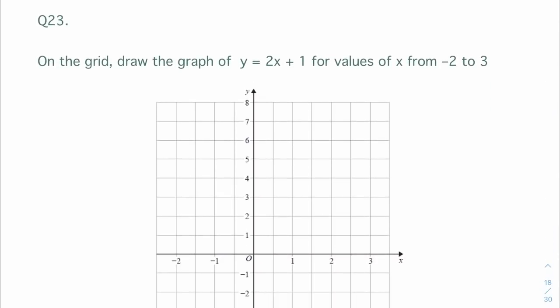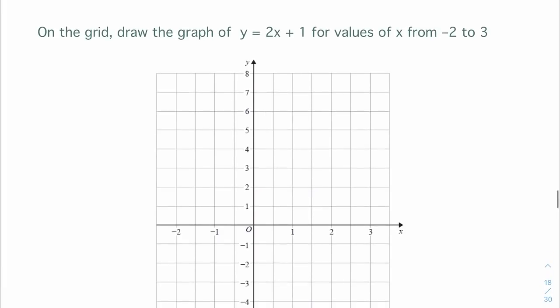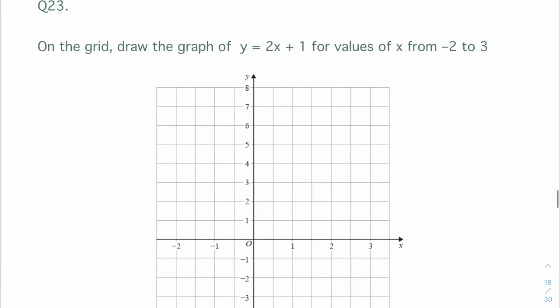Okay, so question 23. On the grid, draw the graph of y equals 2x plus 1 for the values of x from -2 to 3. So for this type of question, there are lots of different ways to approach it. What we could do is just draw a little table and substitute these numbers in for x and y, and then plot all the coordinates.